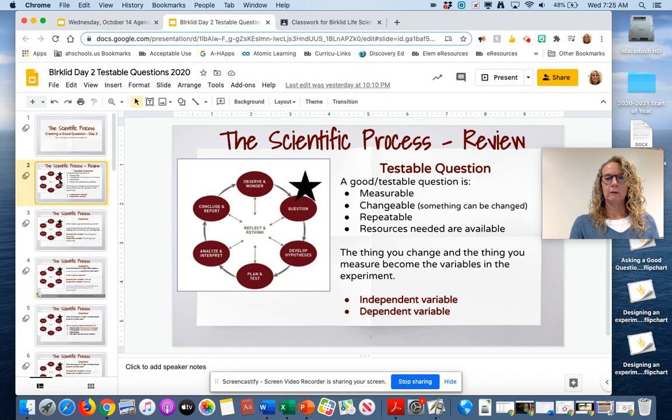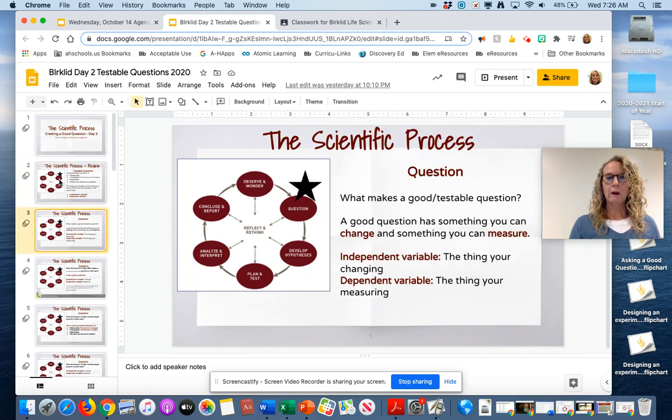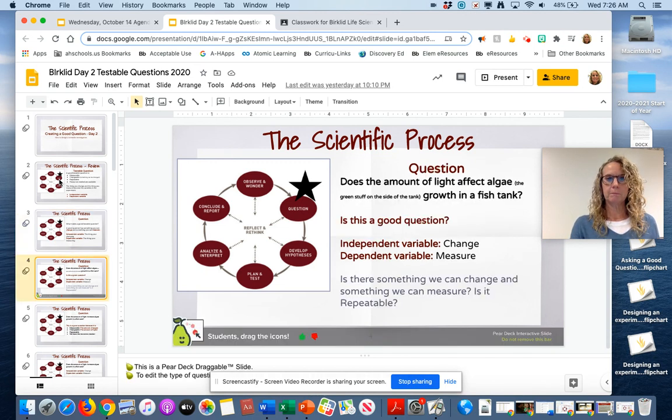So remember from yesterday that our testable question is measurable. So something we can measure, count, changeable, something that can be changed, repeatable, and we have the resources that we need. So we've talked about, maybe in the past, you remember from last year, the thing you change and the thing you measure become the variables in the experiment. So the independent variable and the dependent variable. A good question is something you can change and something you can measure. So the independent variable is the thing that you are changing, if you remember that from last year. And the dependent variable is the thing that you are measuring.